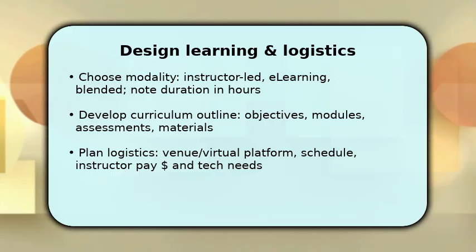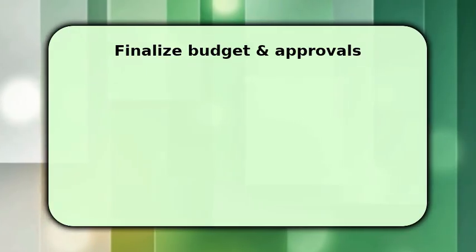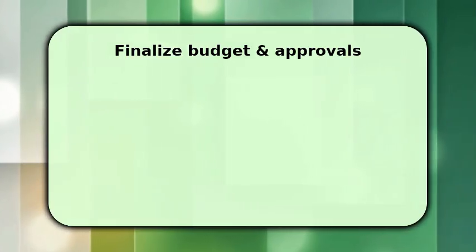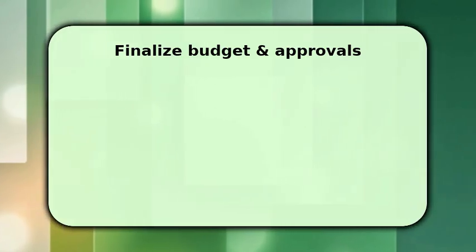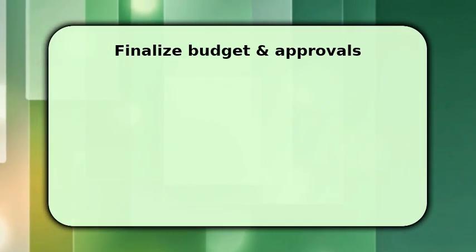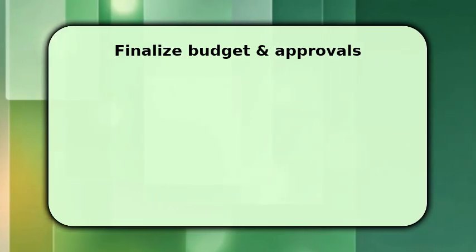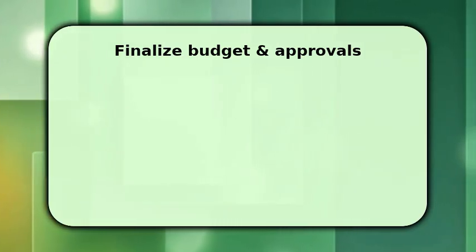You finish by creating an itemized budget and the approval package. Present costs by line, content development, instructors, platform, travel, and include a 10% contingency, explaining the risk buffer. Describe expected ROI and clear success criteria so decision-makers can compare benefits versus cost.